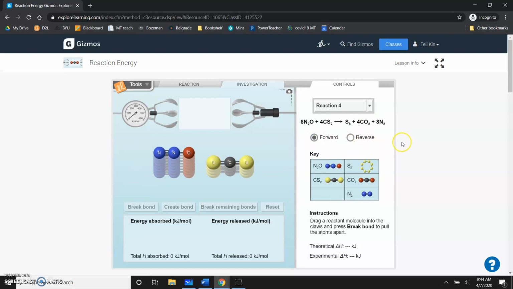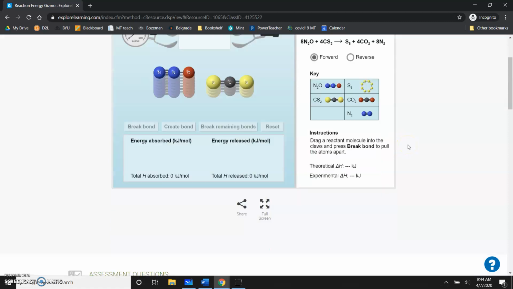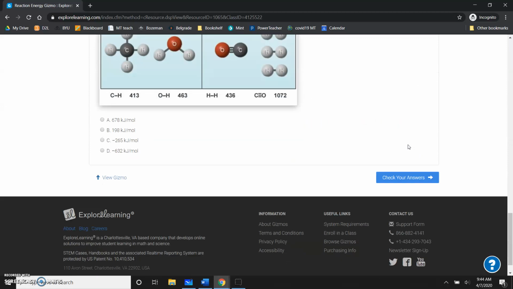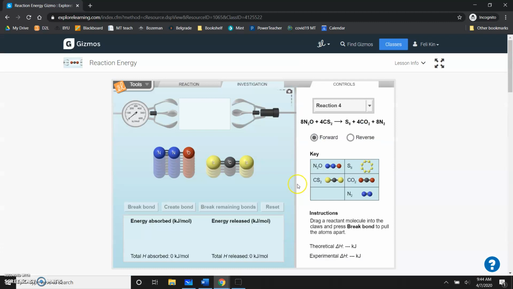That should get you through the lab part. And then go ahead and when you're done with all of that, scroll down and answer these 5 assessment questions. Make sure to check your answers once you're done. And good luck. I hope this will be a fun lab experience.